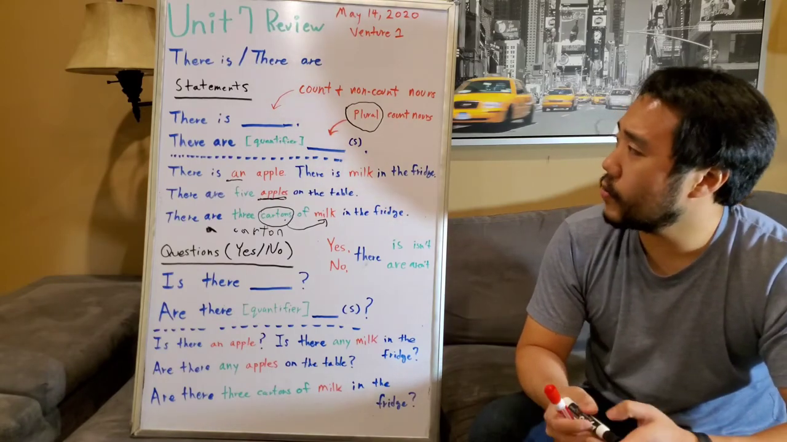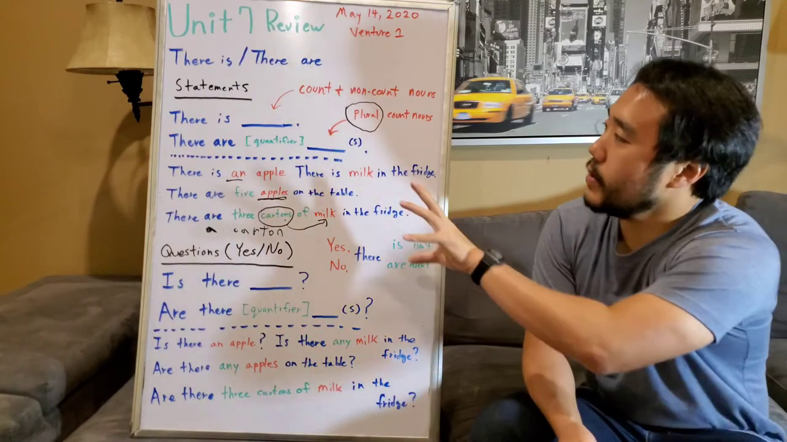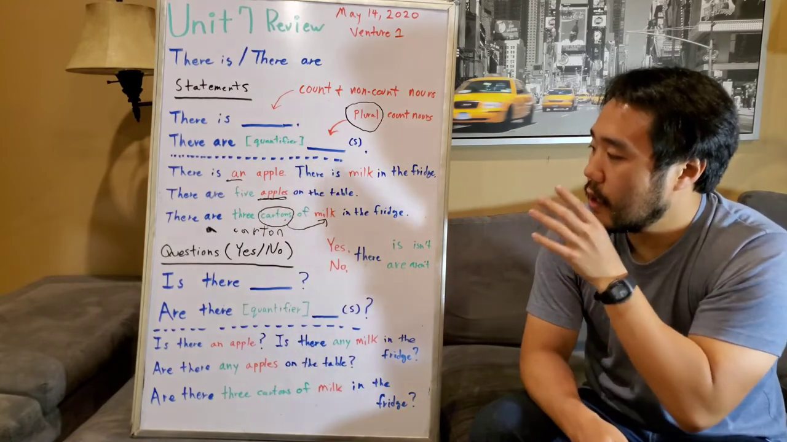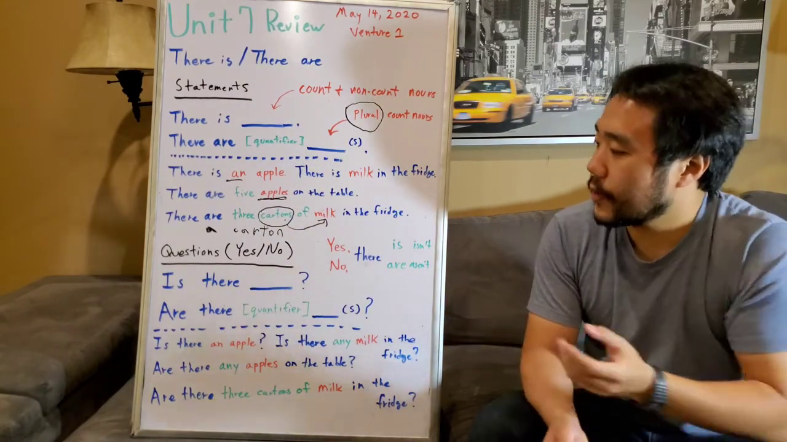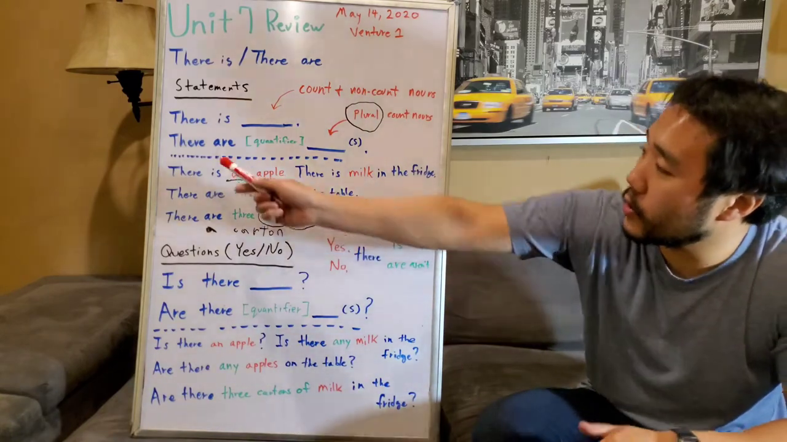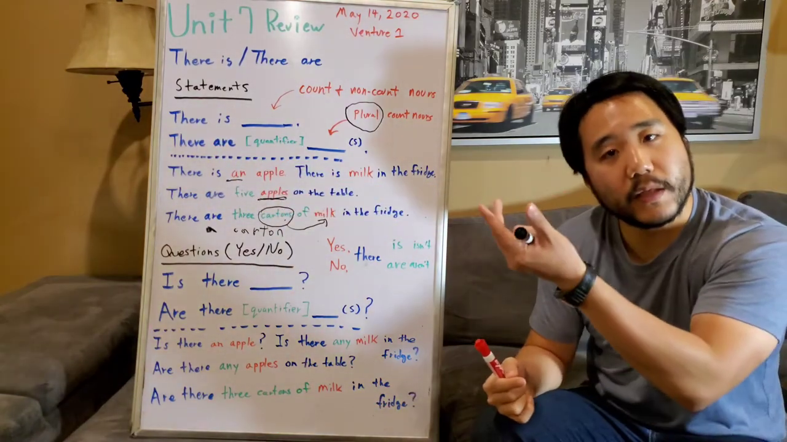Okay, now these are statements. Now we're gonna talk about making questions with them, and the questions that we can make are yes or no questions. So the structure is very similar. Here we started with there is, here we started with there are. In a question form, we just flip it.